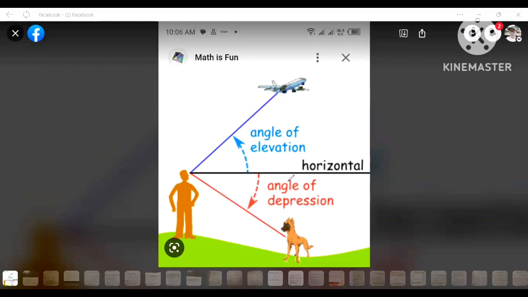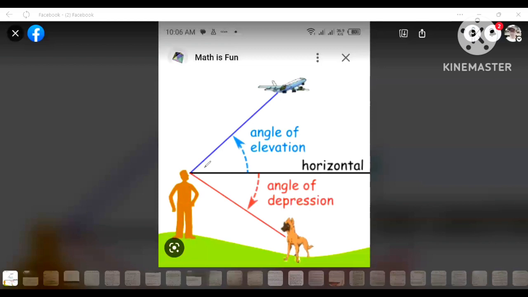So our topic for today is about angle of elevation and angle of depression. Now, let us try to define them by using an illustration. An angle of elevation is the angle between a horizontal line from the observer and the line of sight to an object that is above the horizontal line. Whereas the angle of depression is the angle formed between a horizontal line from the observer and the line of sight to an object that is below the horizontal line.